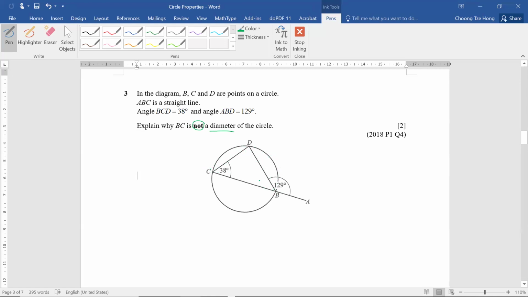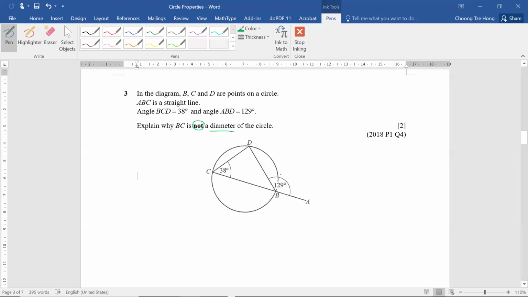So if it's no longer a semicircle, then the angle at the circumference that is formed should not be equal to 90. Right, so now our immediate aim should be to find the value of BDC, and then show that it's not equal to 90. If it's not equal to 90, then BC will not be the diameter. Right, so how are we going to find angle BDC?